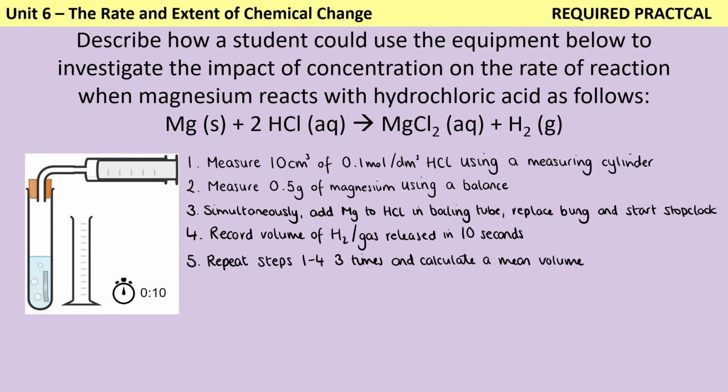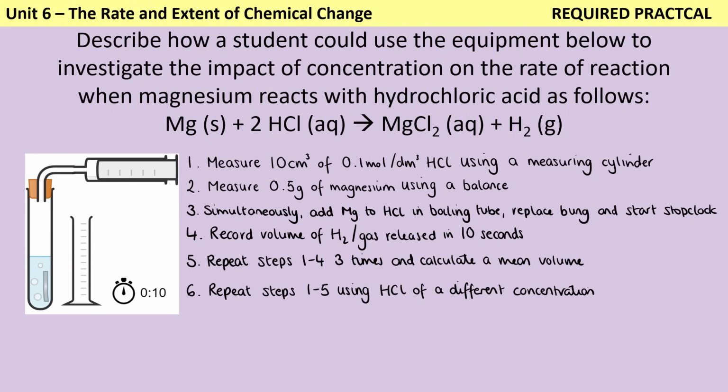Remember, in GCSE Science, there is never a mark for just saying repeat. It needs to be repeat and calculate a mean, or possibly repeat, remove anomalous data and calculate a mean. Then I'm going to repeat steps 1 to 5 using hydrochloric acid of a different concentration. And I might want to describe that I would produce that different concentration by diluting the acid.